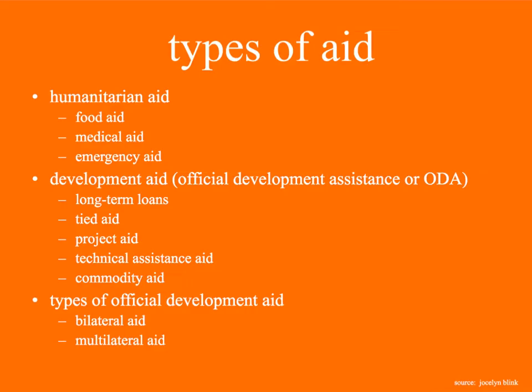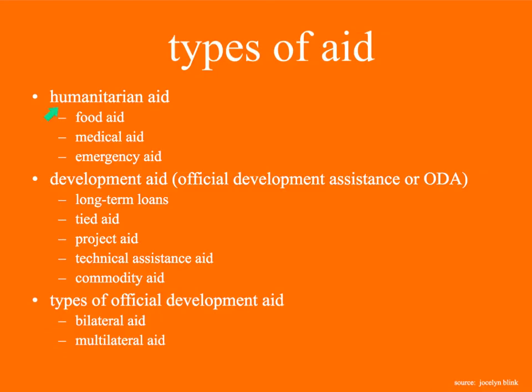This is just a general overview slide so that you can get an idea of the different kinds of aid that we're going to talk about. The first, of course, is humanitarian aid, and that would include food, medical, and emergency aid. Then there's development aid, or official development assistance, or ODA, which is tied to governments that are providing long-term loans. They may provide something called tied aid, which we'll talk about, project aid, technical assistance aid, and commodity aid. And then we're going to do a brief look at the types of official development aid: bilateral and multilateral aid. So there's a little overview.